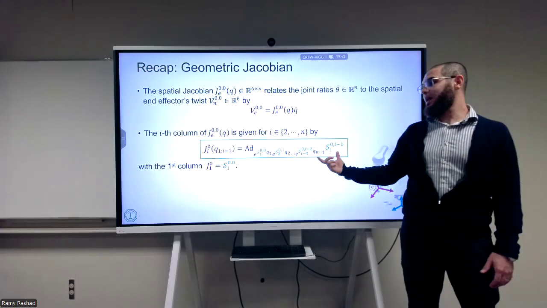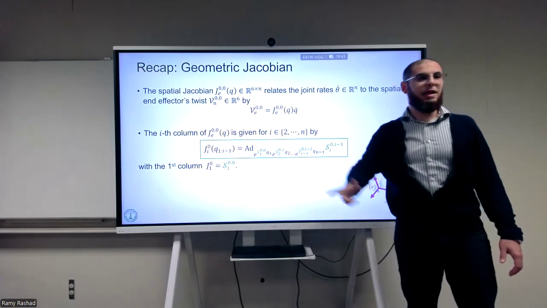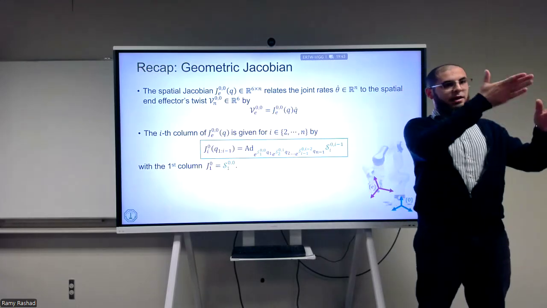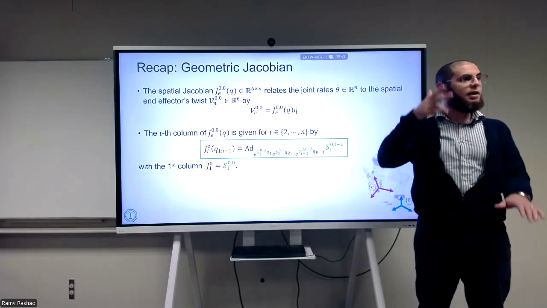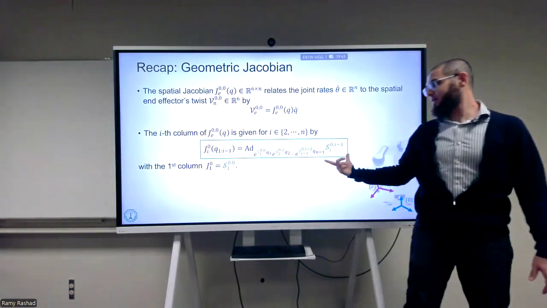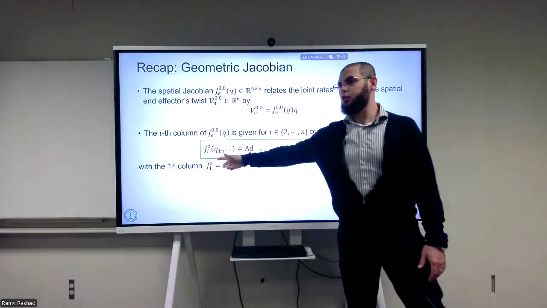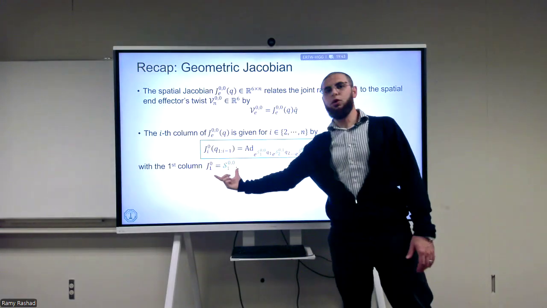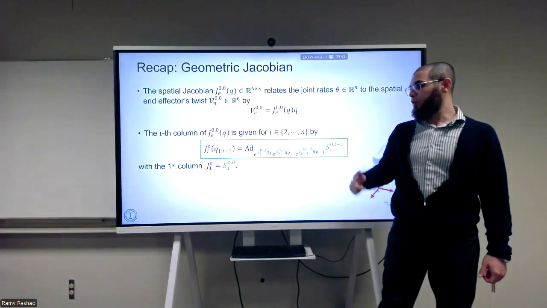And we showed last time that it is a 6 by n matrix, which means it has n column vectors. Each one of them is a screw axis, and each column vector is given by an expression that looks like this. This is a generic form. For i equal to 1, the first column is simply S1 with respect to 0, expressed in 0.